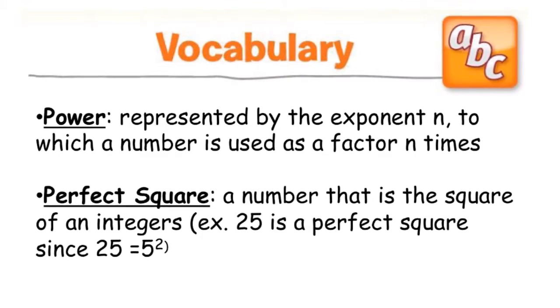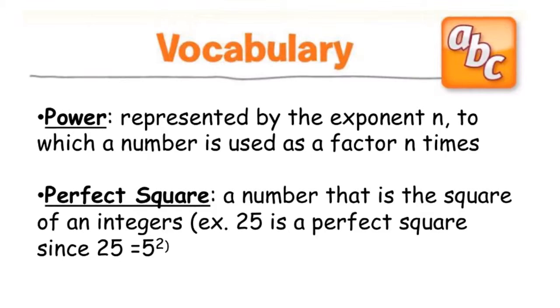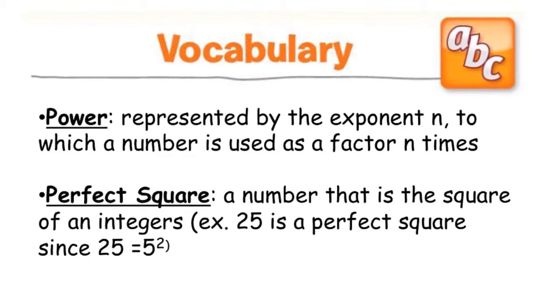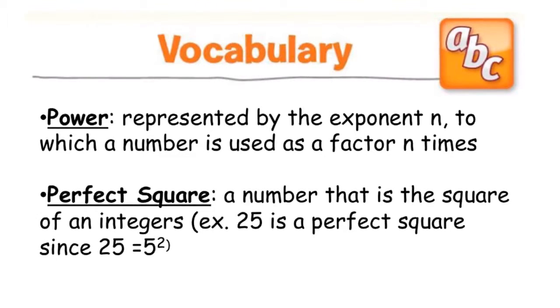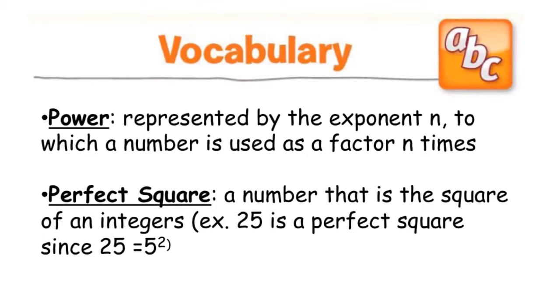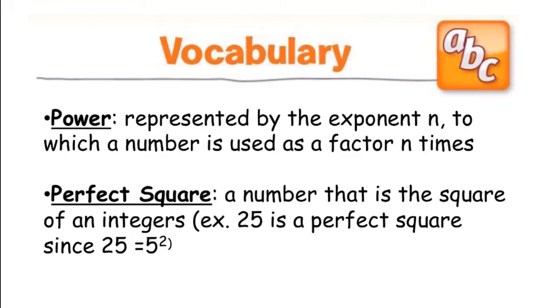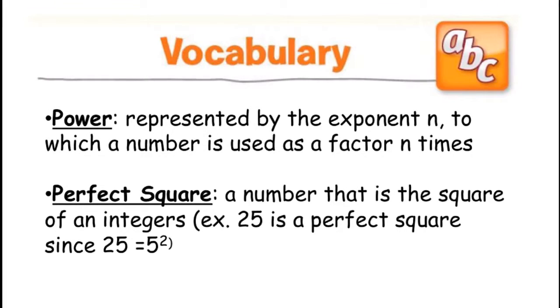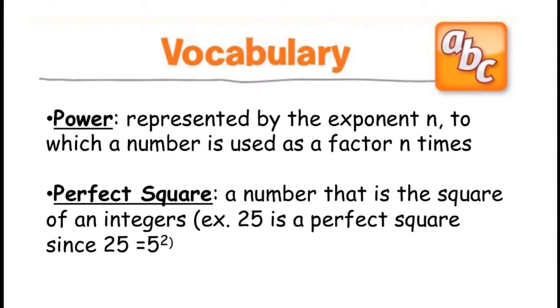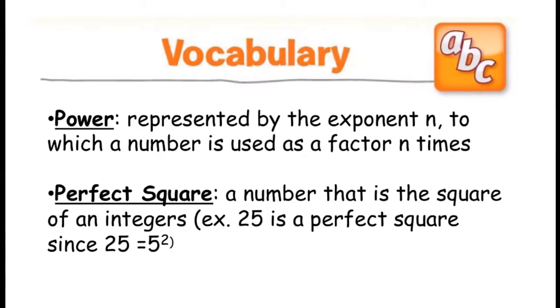Perfect square, that's pretty much any number that is a perfect square of an integer. Like let's say 5 to the second power gives you 25. Or 49 is a perfect square because you could do 7 times 7. 36 is a perfect square because you could do 6 times 6.